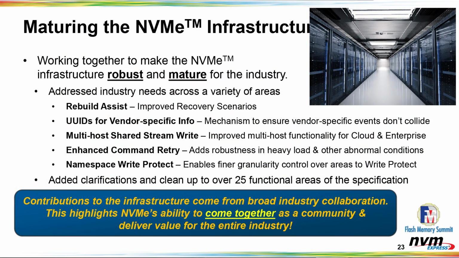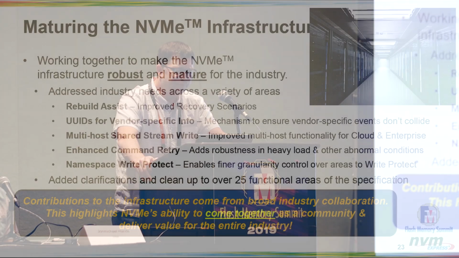which is responsible for improving some of the recovery scenarios. We've got a mechanism to ensure vendor-specific events don't collide. Effectively, it's called UUIDs for vendor-specific info. What this allows is, one vendor uses a particular UUID to tag its events, and another vendor will use a different one, and so you don't end up with collisions here. Again, what that allows for is deploying multiple vendor solutions inside of a large data center without getting collisions on debug, those types of things.